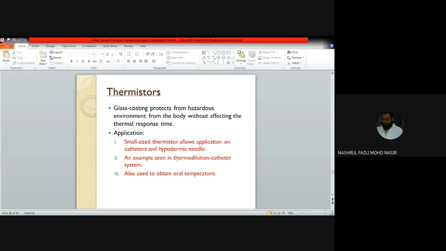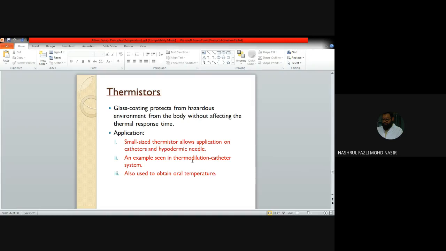So we have a glass coating that protects the beads of the thermistor from hazardous environments, from the body, without affecting the thermal response time. So it has a glass coating protection that covers the beads. A small-size thermistor allows application on catheters and hypodermic needles.